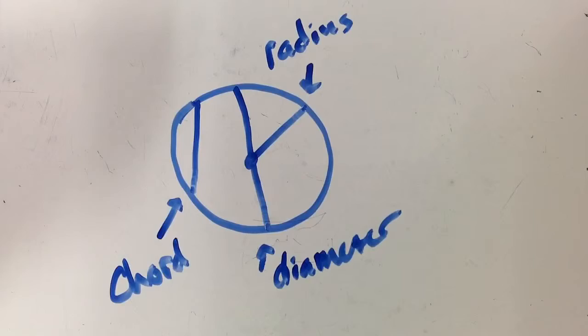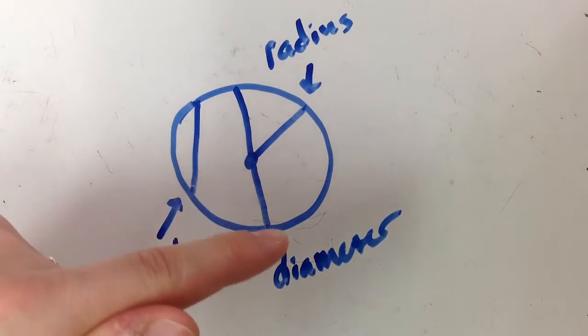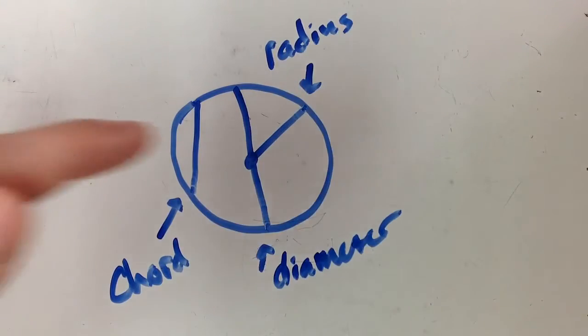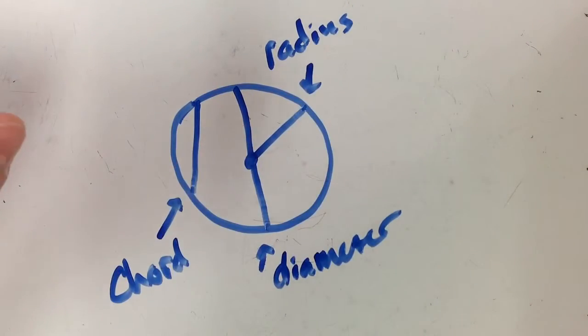A diameter touches both edges of the circle and it goes through the midpoint. A radius touches one edge of the circle and then touches the midpoint of the circle. So a radius is always half of the diameter.